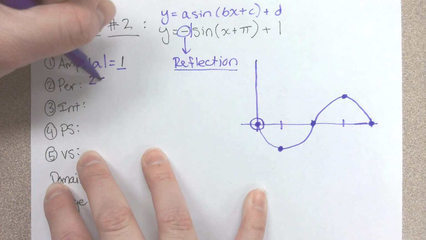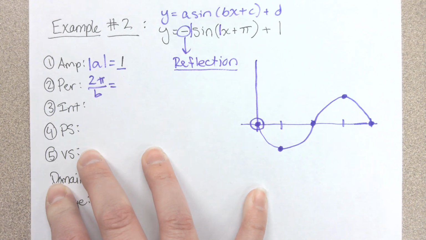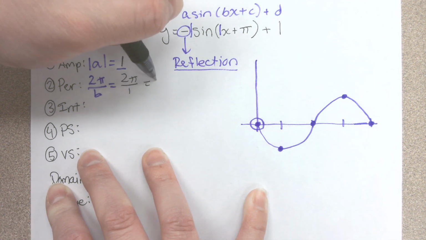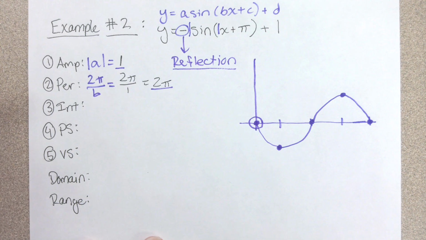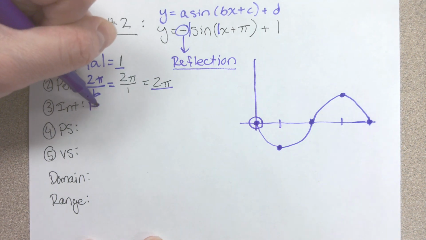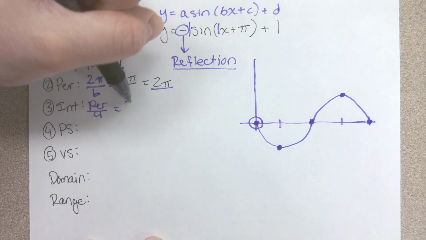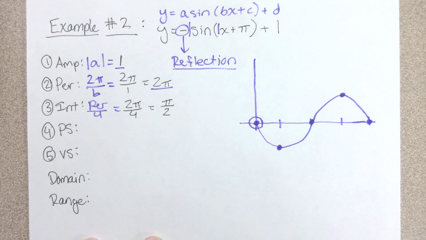Period, 2 pi over b. And b here is still 1. So 2 pi over 1, which is just 2 pi. Interval, period over 4. 2 pi over 4, which reduces to pi over 2.